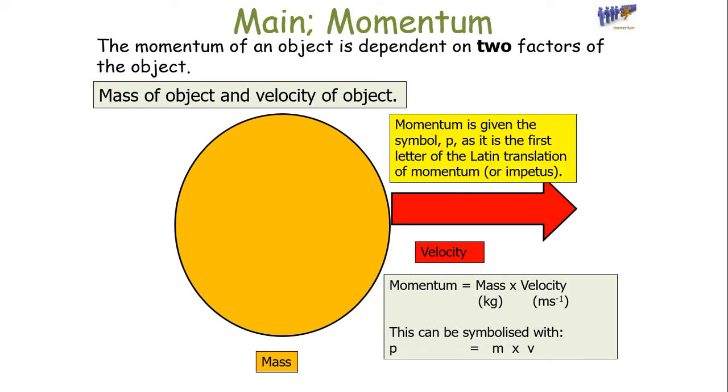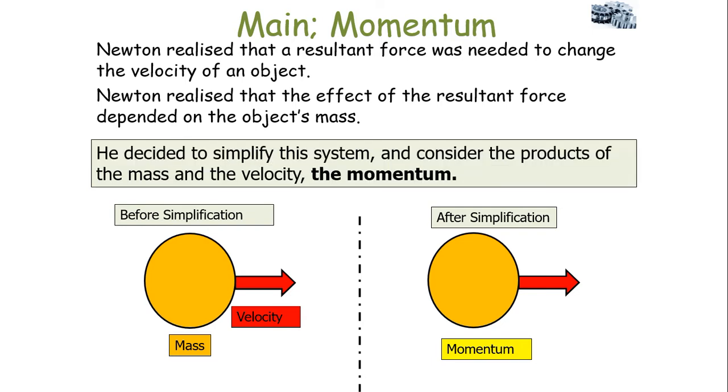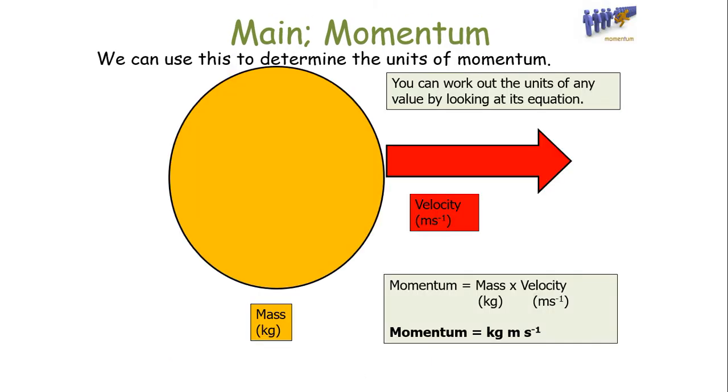Now momentum is given the symbol P as the first letter of the Latin translation of momentum or impetus begins with P. Now, basically, Isaac Newton realized that a resultant force was needed to change the velocity of an object, but Newton also realized that the effect of the resultant force was dependent on the object's mass. Now, we know this in the modern day as F equals ma, Newton's second law of motion. So what Newton did is he decided to simplify the system, and he considered the product of the mass of an object and the velocity, the momentum.